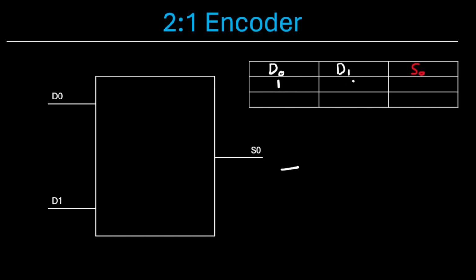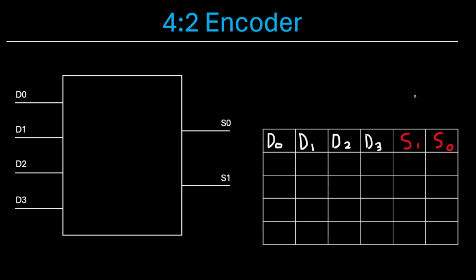So if we input 1, 0, for example, where D0 is 1, that's the same as saying we want to represent decimal 0 in binary with our 1 bit, which is simply 0. Now on the flip side, if we input 0, 1, where D1 is 1, that's the same as saying we want to represent decimal 1 in binary with, again, our 1 bit, which is simply 1. Okay? Let's move on to a 4 to 2 encoder.